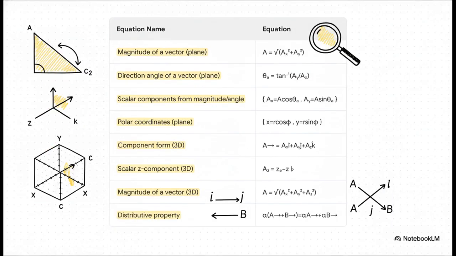And here's where things get really cool, because you can see how the geometry starts talking to the algebra. See that equation for magnitude? That's just the Pythagorean theorem. And finding the direction angle? That's good old trigonometry. Then we take it all and expand from a flat 2D plane into full 3D space.